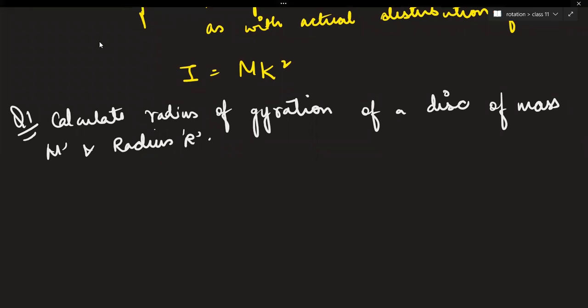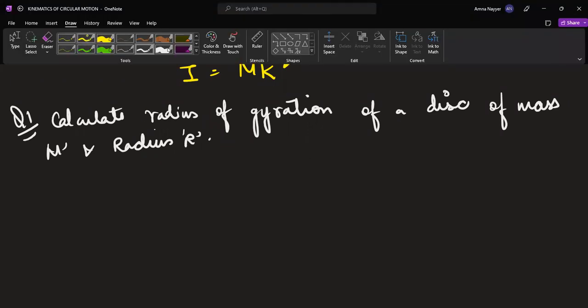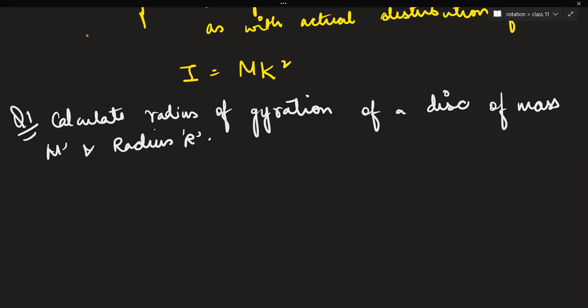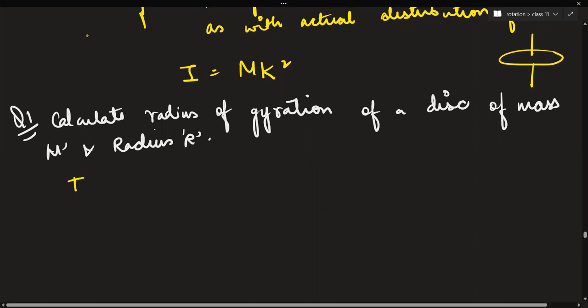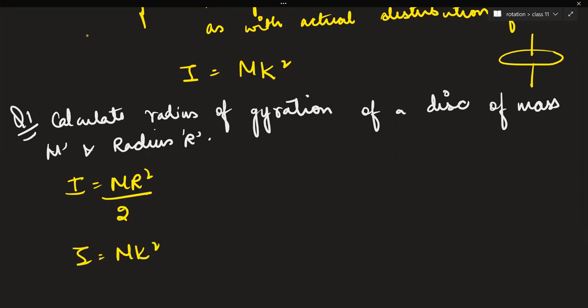So the moment of inertia of a disk we already know, and I have told you when nothing is mentioned, it means this perpendicular axis only. So for this axis, the moment of inertia of the disk is mr square by 2, and the formula of radius of gyration is mk square. Equate both these, mr square by 2.